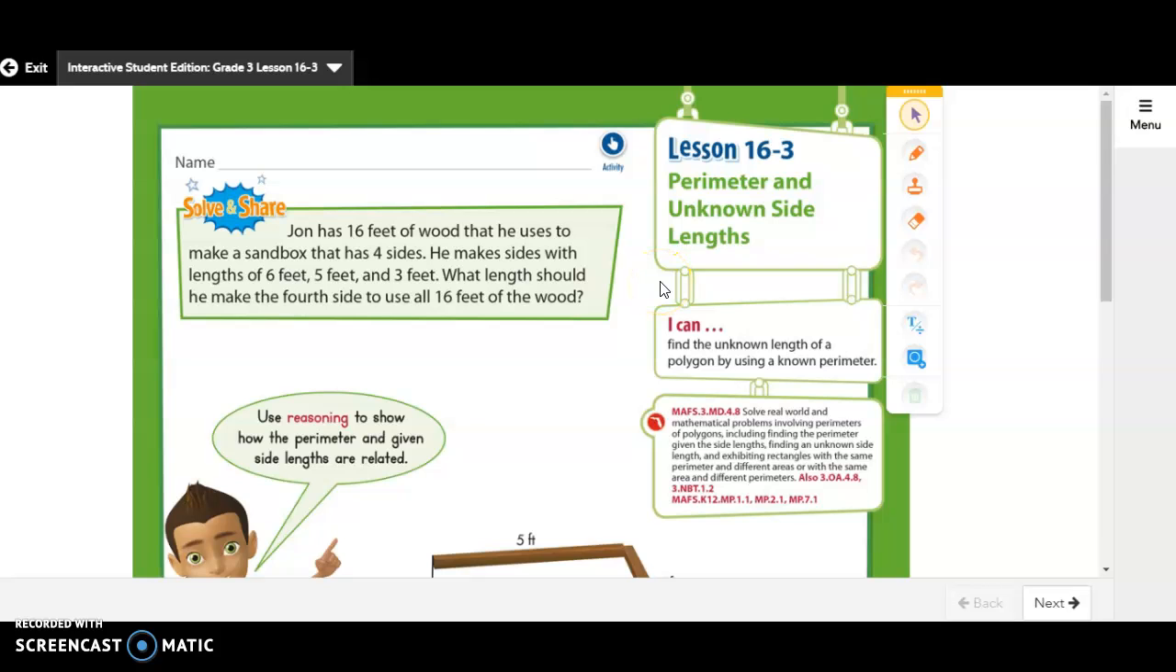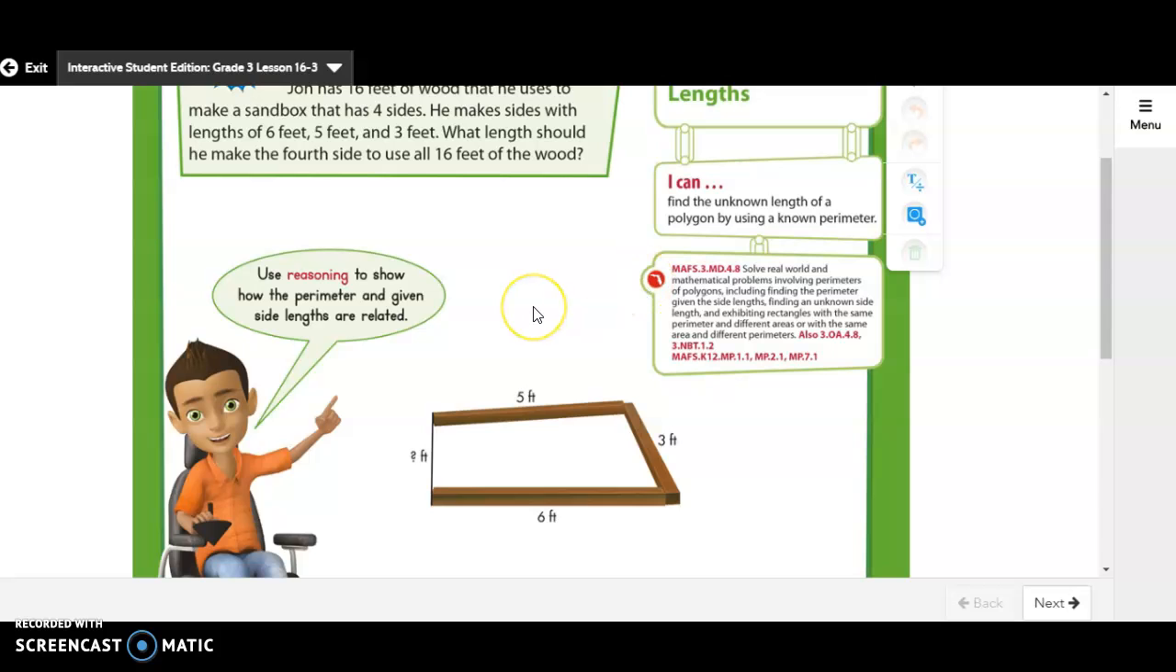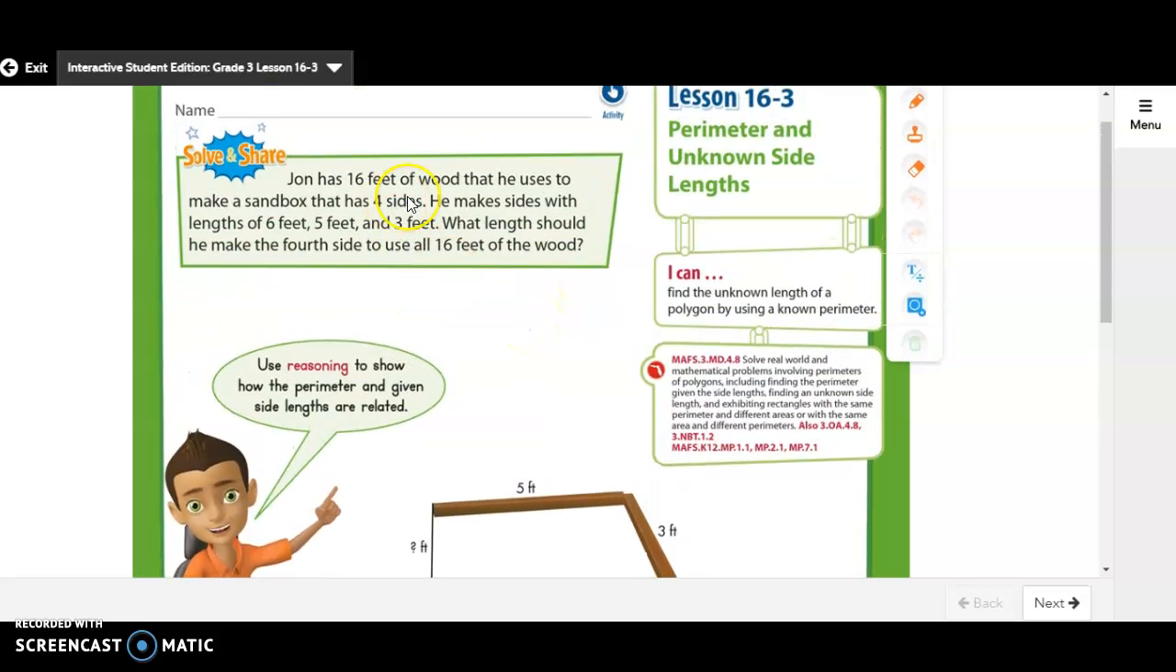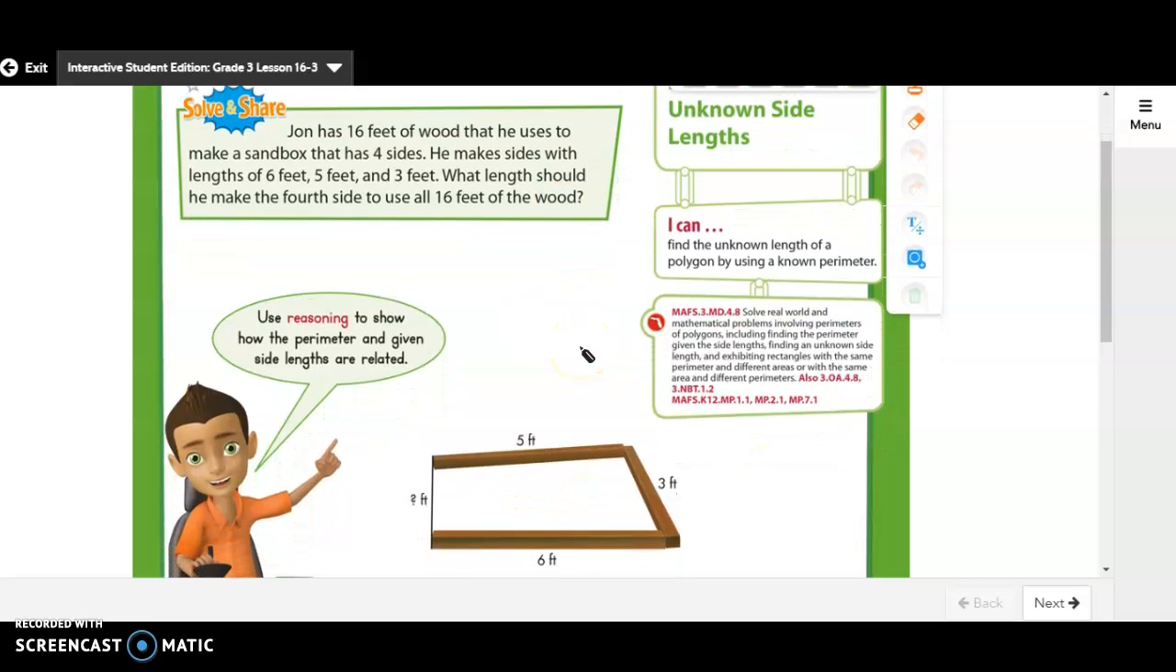Alright guys, still working a little bit on perimeter. Working if we don't know the length of one of the sides, how can we figure out perimeter? Okay. In this first question, John has 16 total feet of wood that he uses to make a sandbox that has 4 sides. He makes sides with lengths of 6 feet, 5 feet, and 3 feet. What length should he make his 4th side to use all 16 feet of the wood?